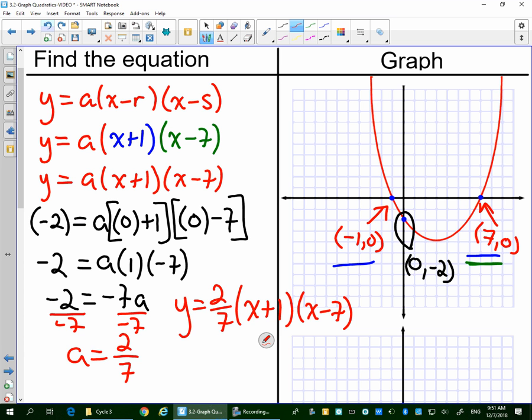So my final equation: I've established before that the -7 and the +1 have to be in my answer, and then the a value that goes with them, given this point right here, is a 2/7 out front. And this is my final answer to finding the equation given that graph.